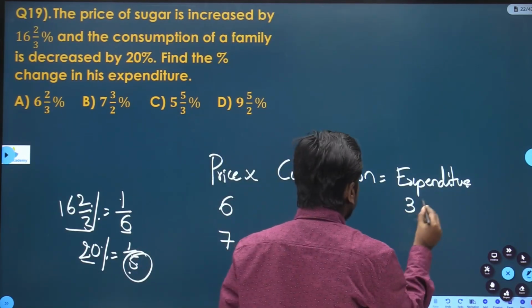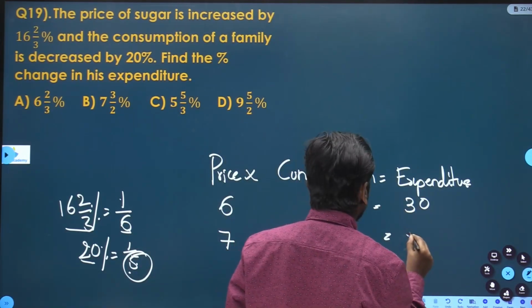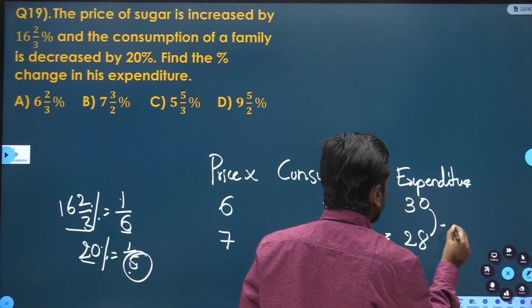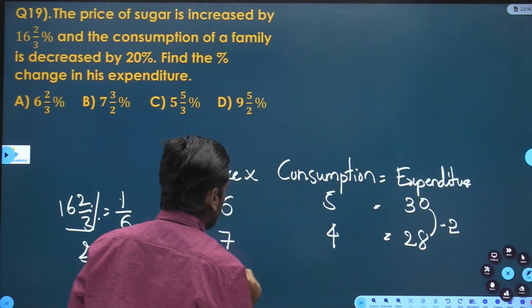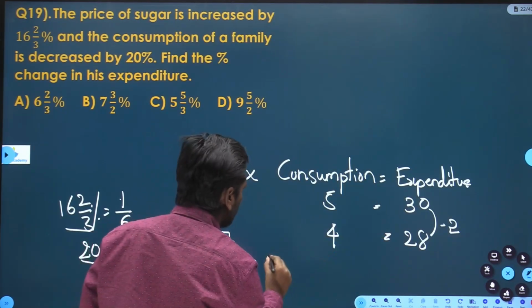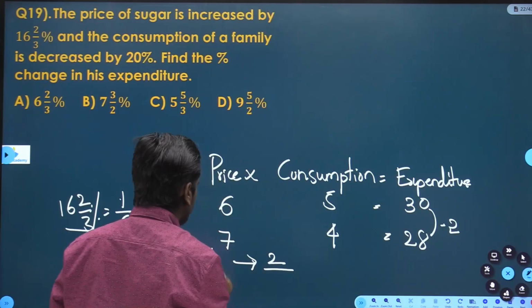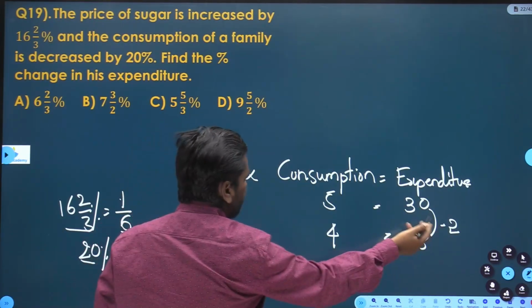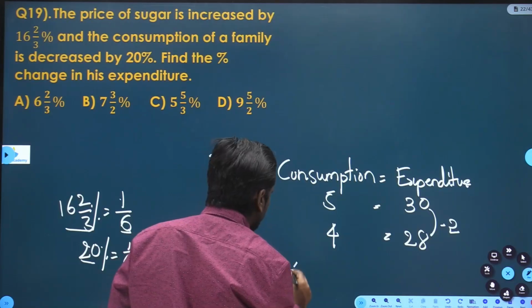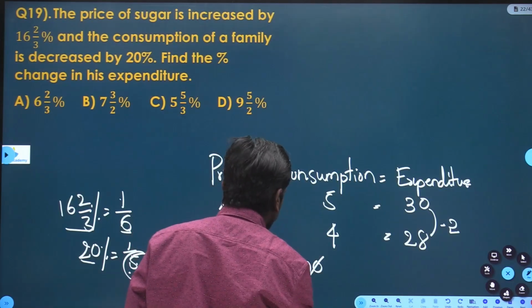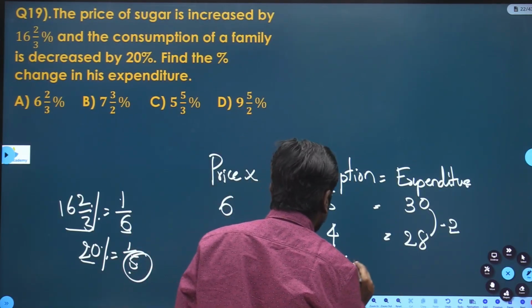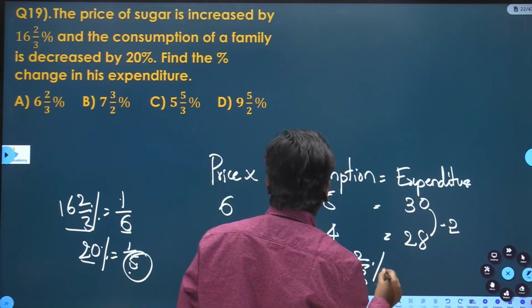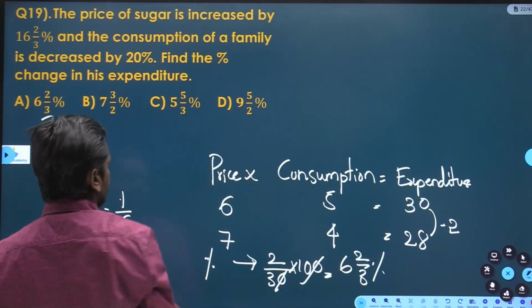So here 30 has become how much? 28. So 2 units has been decreased. So percentage change in expenditure is how much? 2 divided by 30 into 100, that is 20 by 3, that is 6 2/3 percentage. So this is the answer.